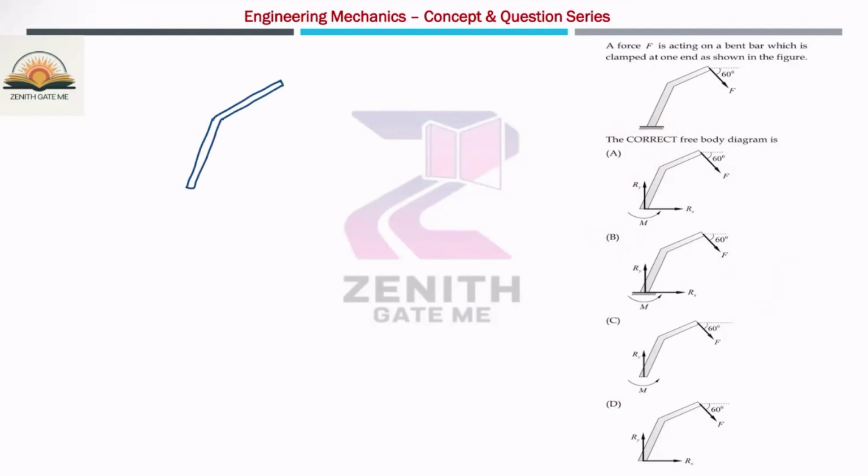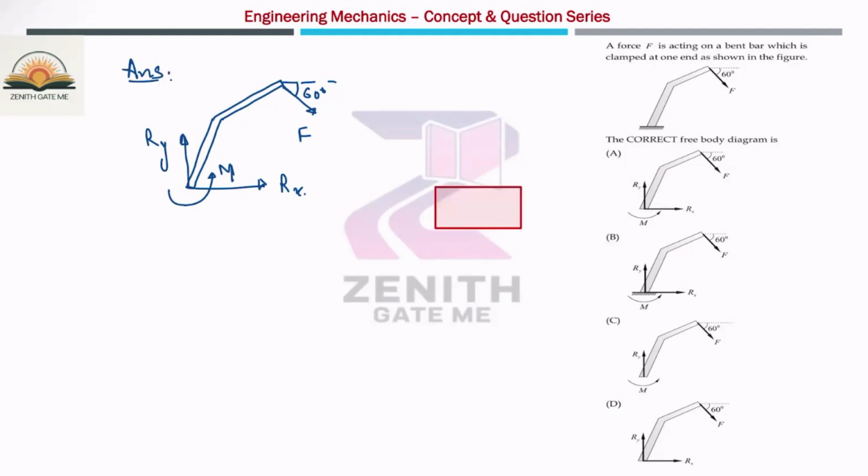so this is the bent bar at the end where the force F is acting at an angle of 60°, and there is a horizontal reaction Rx, there will be one vertical reaction Ry, and there will be one moment, which is nothing but M. Okay, so option A is the correct answer. So the answer for this question is option A.